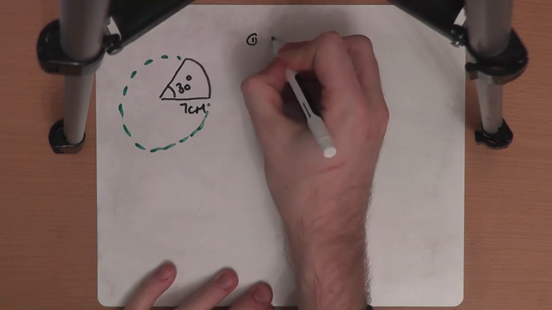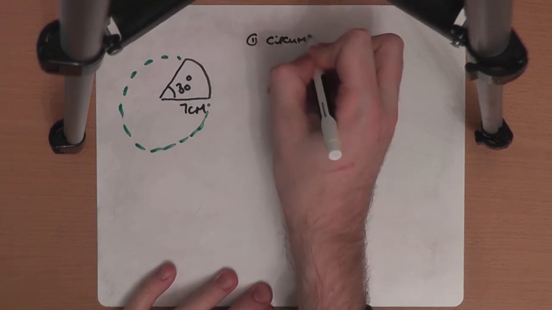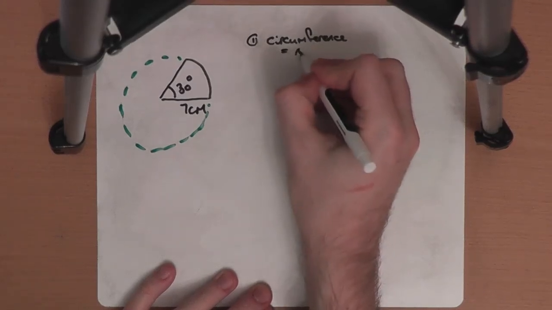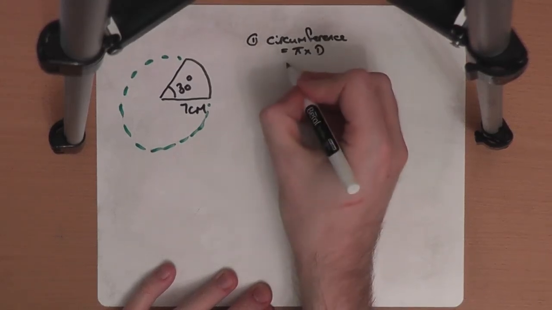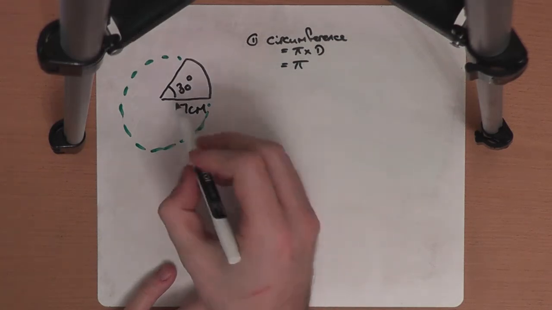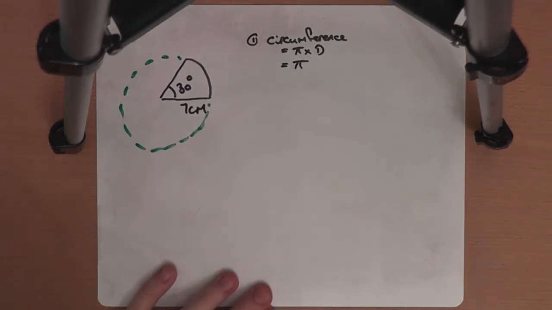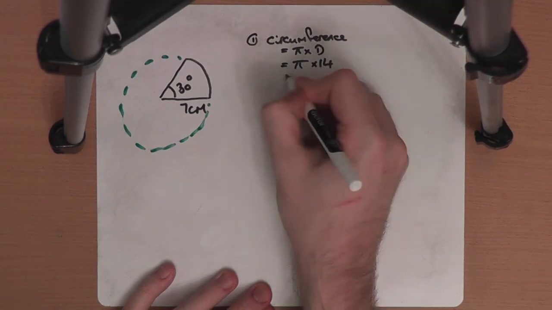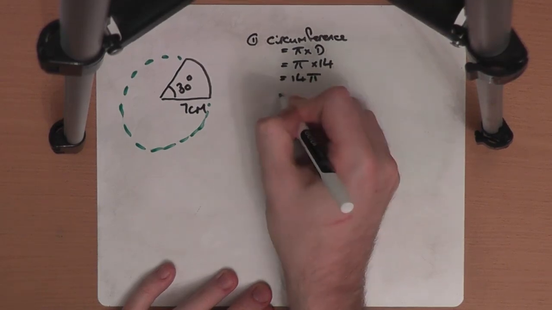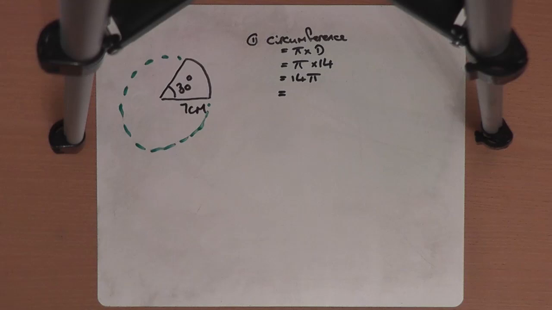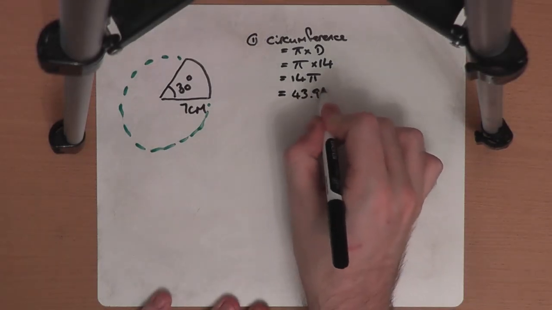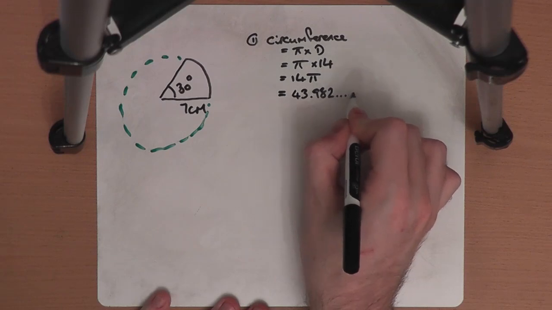So step 1 can be circumference is going to be pi times the diameter. Well, if the 7 centimetres there is a radius, the diameter is going to be 14, so it will be pi times 14, or 14 pi, or 43.982 centimetres.